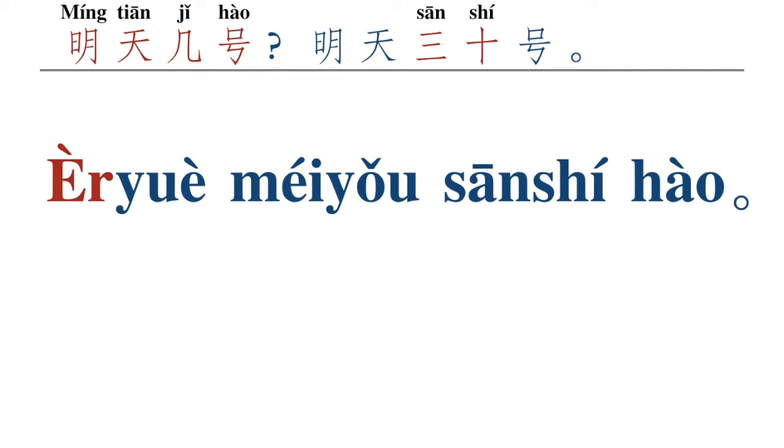2 means 2. 月 means month. So, 2月 is the second month of the year, February. With me. 2月. Don't read 月 separating the vowel. In Chinese, each character is just one syllable. 2月.